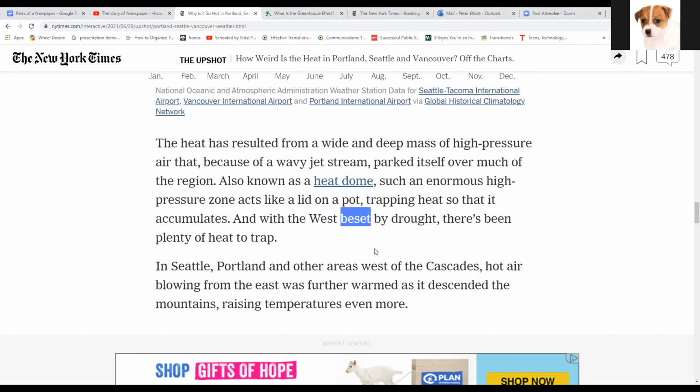Can anybody tell me what beset means? Okay, so let's talk about vocabulary development. Often, let's face it, almost every day for me, there is a word that I don't know the definition to. There's a couple of different ways that I can determine the definition. One, of course, is to go to the dictionary and look it up.